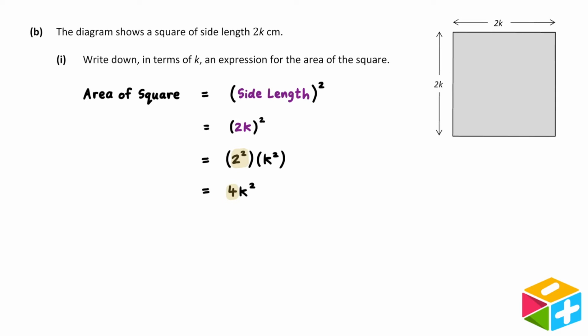And here we can simplify. 2 squared is equal to 4. This gives us our final answer. The area of the square is equal to 4k squared.